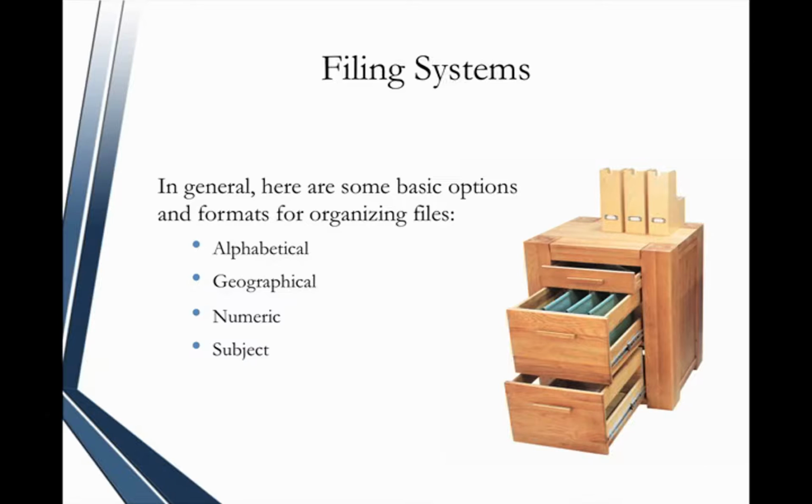Filing systems to use for digital and for paper. Let's look now at some of the options that are typical in organizations today. Some basic options for organizing files are alphabetical, geographical, numeric, and subject. Organizing alphabetically is the most common way to set up a filing system.